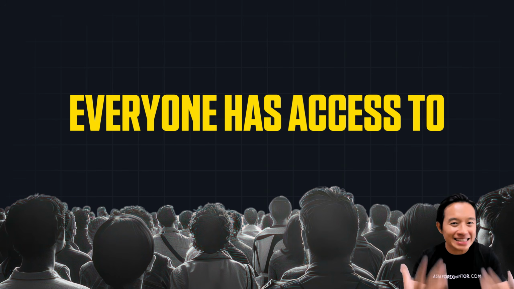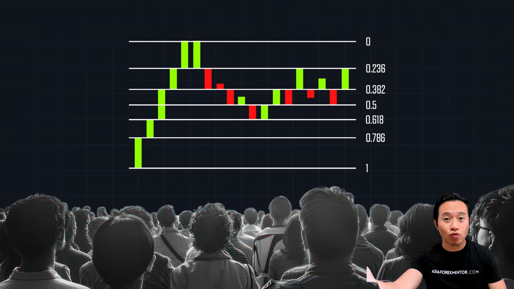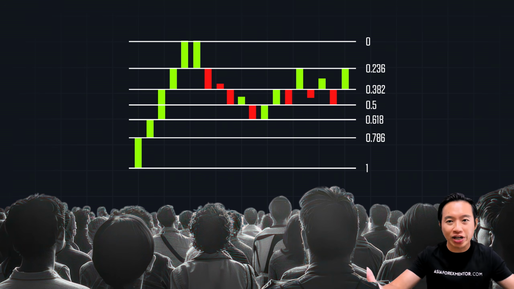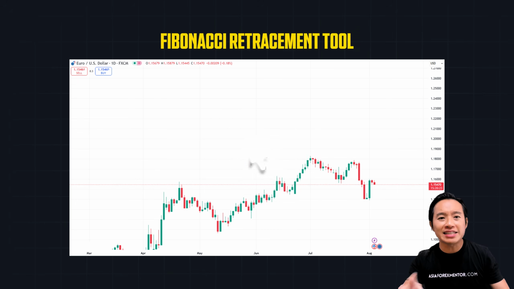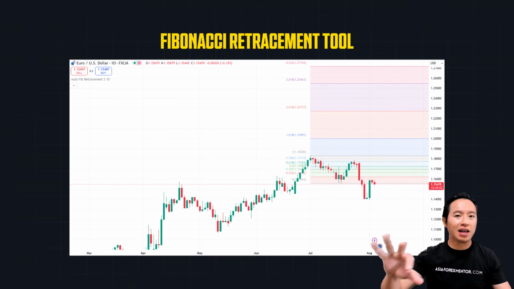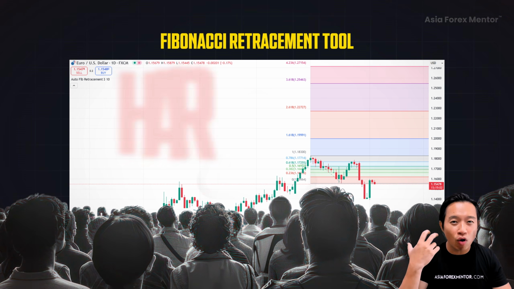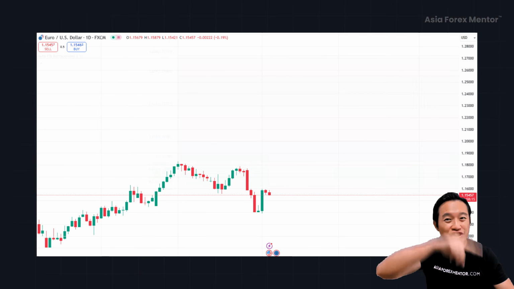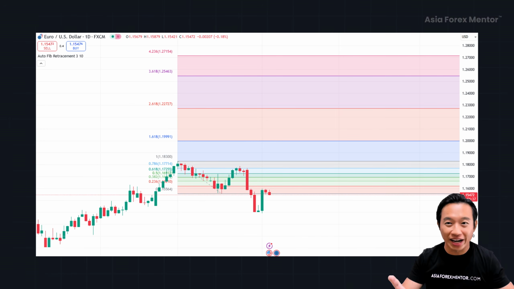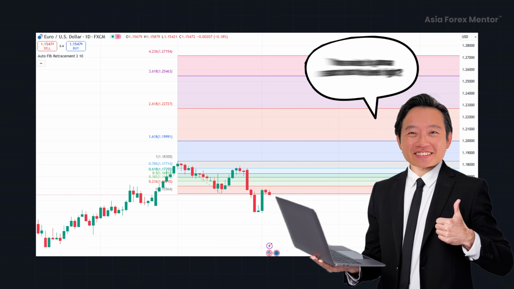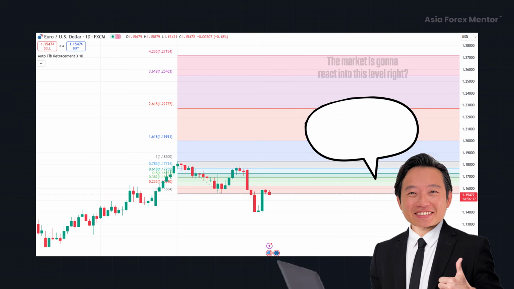So everyone has access to the Fibonacci Retracement tool, right? It's built into probably every trading platform out there. A few clicks and your chart is now covered with Fib lines. But the way that most traders use it actually does more harm than good, right? They drag from wherever it feels right, they throw the levels on, and they hope the market is going to react to this level.